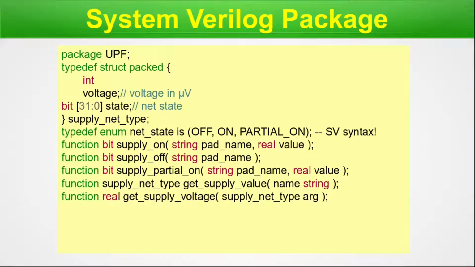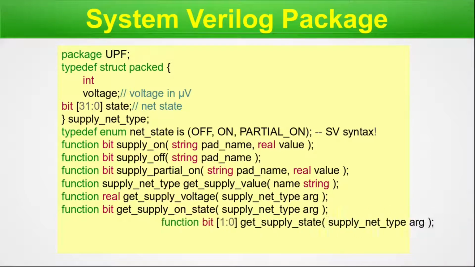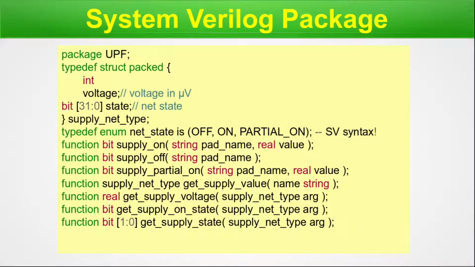So let's move on to the next one. Then we have the real get supply voltage, and we have the supply net type argument. Then the next one is get supply on state. If you remember, we have covered all these things in the previous slides. Now we are seeing them in terms of the code. The next one is get supply state, then the supply net type argument, and here we end the package UPF.